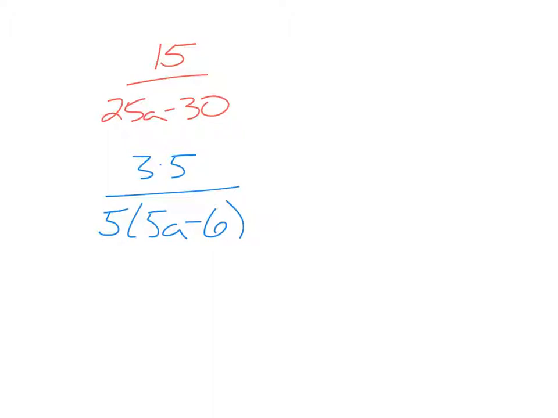Now we're looking for common factors. We have a 5 in each, and there's no other common factors. So our final simplified version of this is 3 over 5a minus 6.